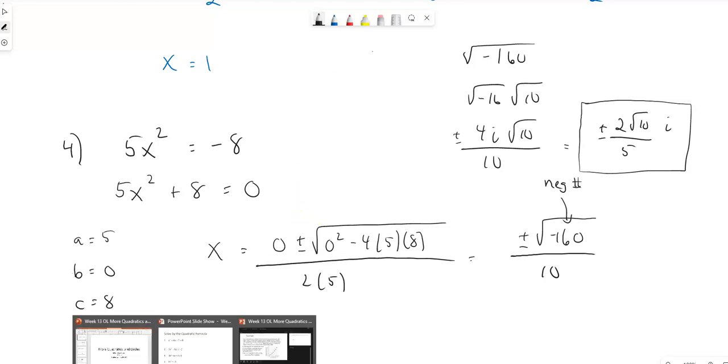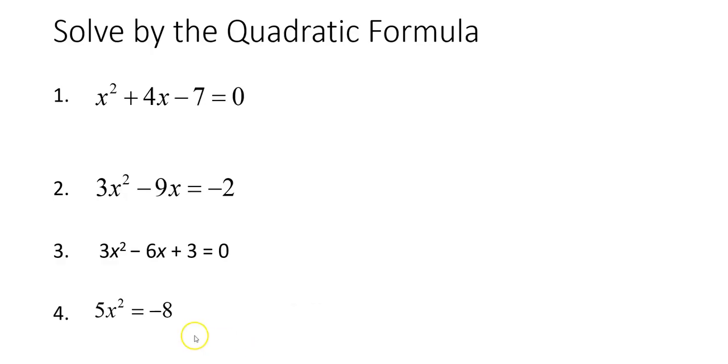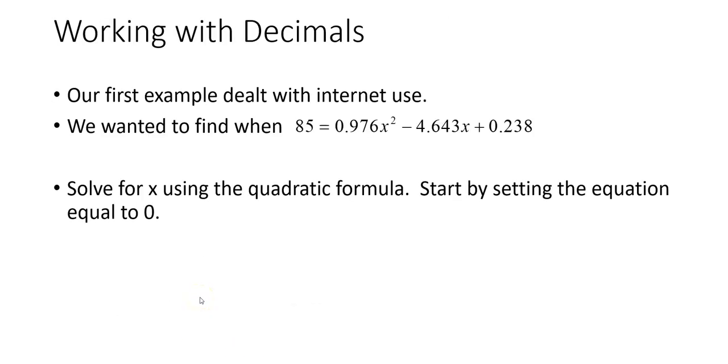All right, let's go back and take a look at one more thing from this unit, and that is we had a problem at the beginning that dealt with internet use. And we had said we wanted to find out what x was when the number of internet users was exactly 85 million. So we have kind of an estimate from looking at the graph, but can I pinpoint exactly when that happens? And so it looks like this is a good opportunity to use the quadratic formula.